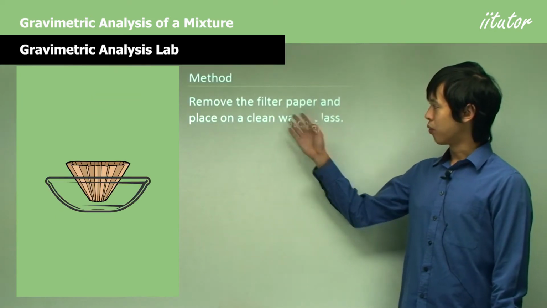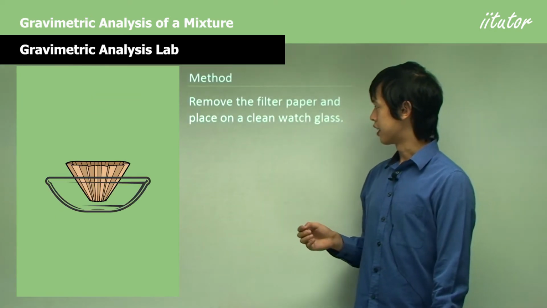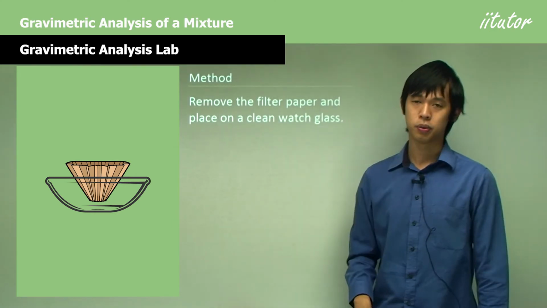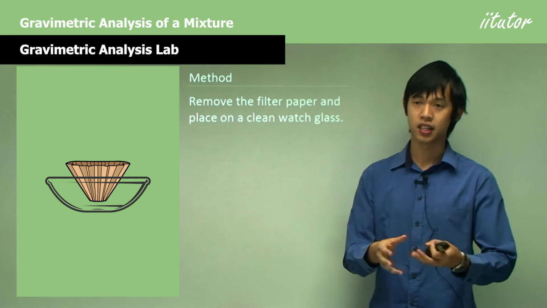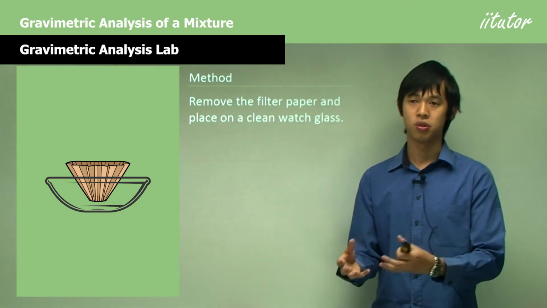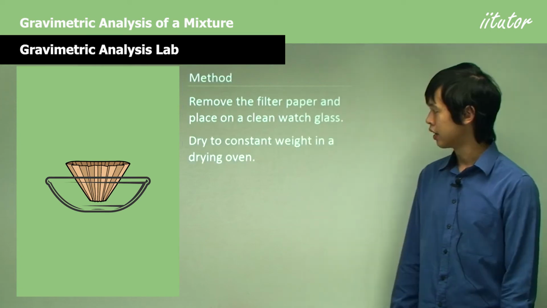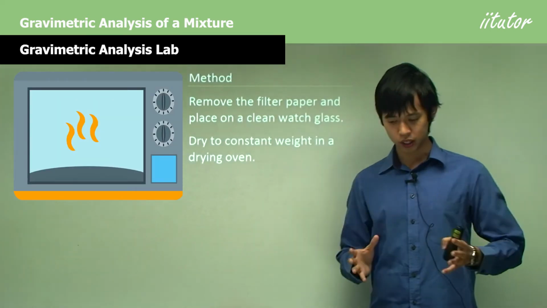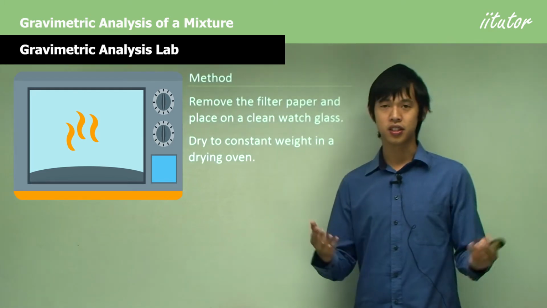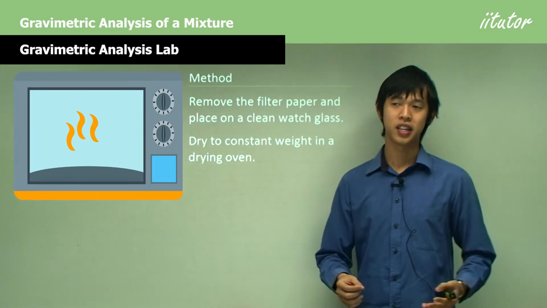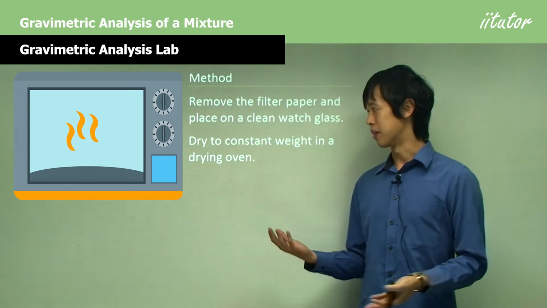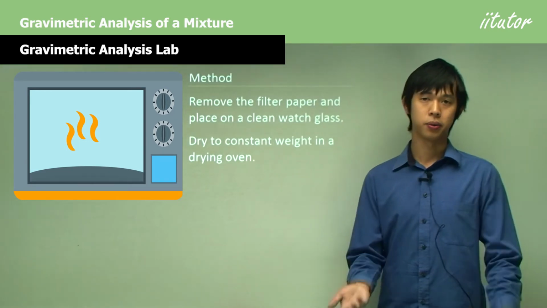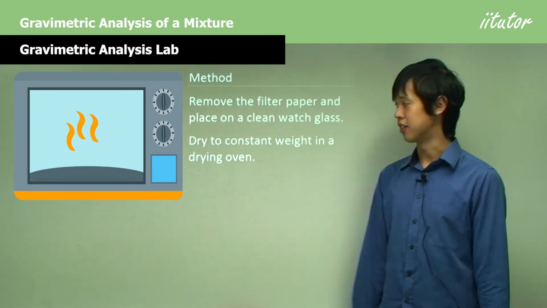Once we've done that, we remove the filter paper and place it on a clean watch glass, which is just a little piece of glass. We put the filter paper there just so that nothing gets stuck on the evaporating basin or any of the other apparatus that we're using. Then we put the whole thing, the evaporating basin, the watch glass, and the filter paper, all into a drying oven. It's similar to your home oven, except we just don't turn it up as high. It'll be maybe 60 to 80 degrees in temperature, and all that does is evaporate the water. Nothing really special about it.